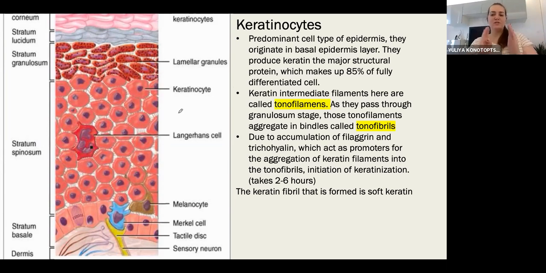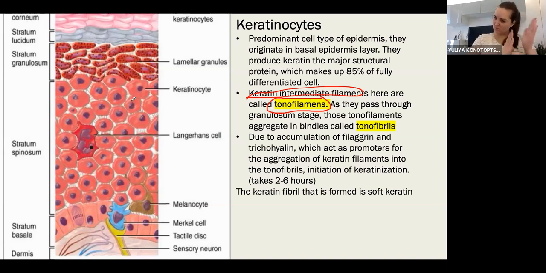So you remember keratin intermediate filaments, right? In keratinocytes specifically, they have a name. They are called tonofilaments. Every cell has keratin intermediate filaments because it is an intermediate filament. But if you're talking about keratinocytes specifically, its keratin intermediate filament is called tonofilament. Is it clear?